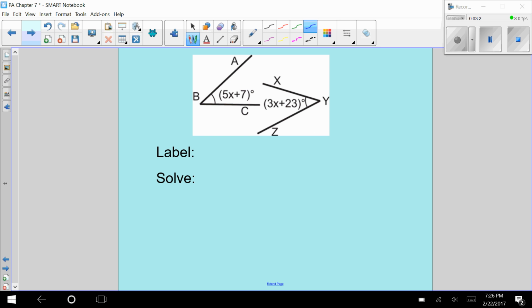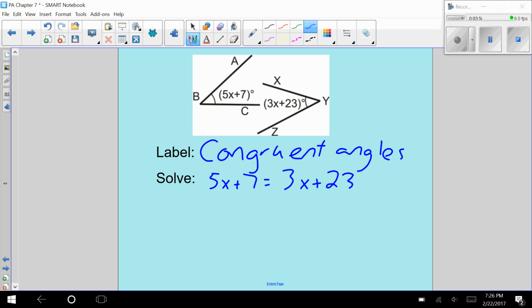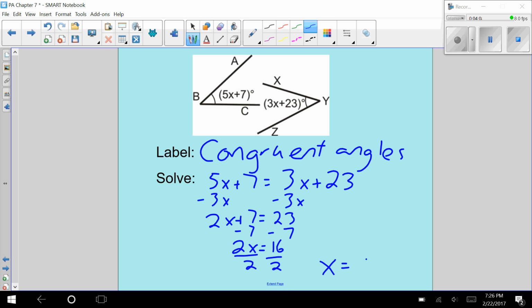These two angles, the little curves in the corner, mean that they are congruent to each other. One arc is congruent to one arc. If we had two arcs, it would be congruent to two arcs. So these are congruent angles. That means their measures are equal. So I can say 5x plus 7 is equal to 3x plus 23. Now we're going to solve. We'll subtract 3x off of both sides to get 2x plus 7 equals 23. Then we'll subtract 7 off of both sides to get 2x equals 16. Divide both sides by 2, and we get x equals 8.